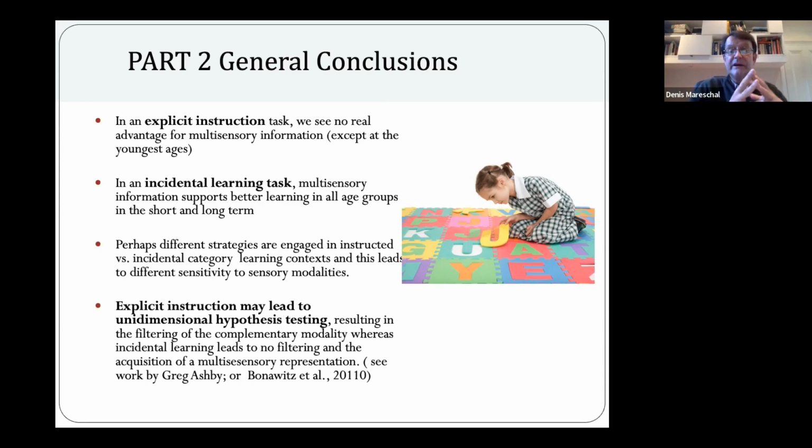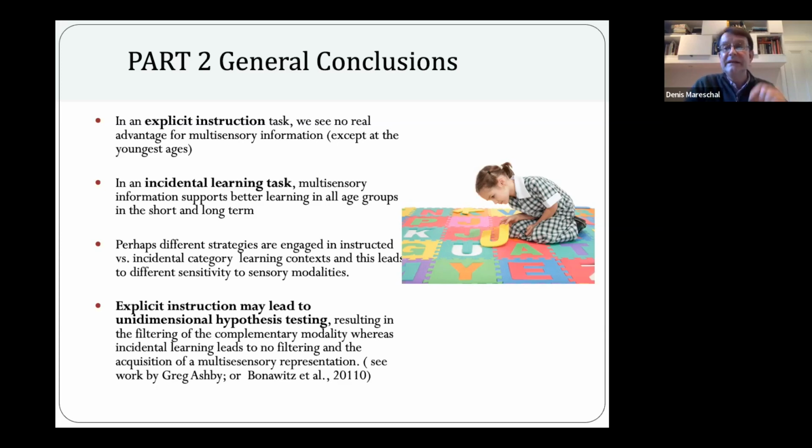In the incidental learning task, where they're paying attention to something else, but they also have the possibility of exploring and learning about other things, multisensory information did support better learning in all age groups in the short and long term. Okay, so why might that be the case? We had some speculation, which links into active learning, that perhaps they engage in different strategies in instructed versus incidental category learning contexts.